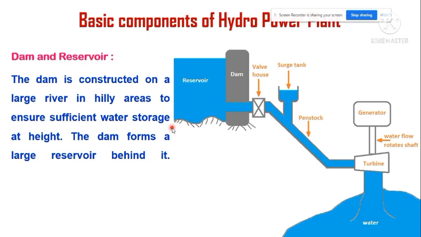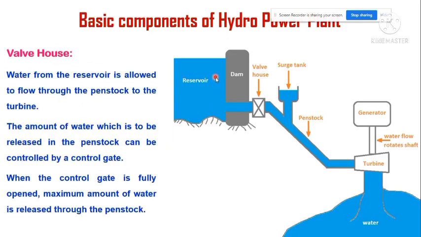The height of the water level in the reservoir determines how much potential energy is stored in it. This height of the water level in the reservoir, you call it a head. As the head increases, more potential energy is stored in the water. That's why. The next one, valve house.